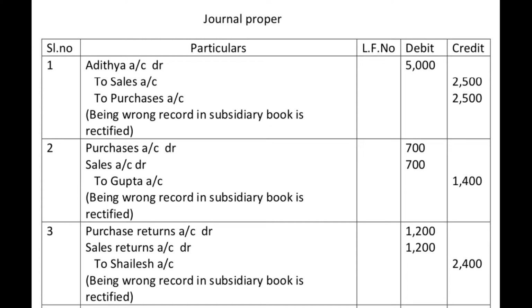Third point, purchase returns account debit, sales returns account debit, to Shailesh account. In the debit column, purchase returns 1200, sales returns 1200. In the credit column, Shailesh account 2400. Narration same: being wrong recording in subsidiary book is rectified.